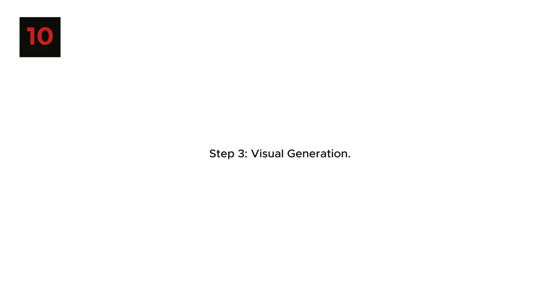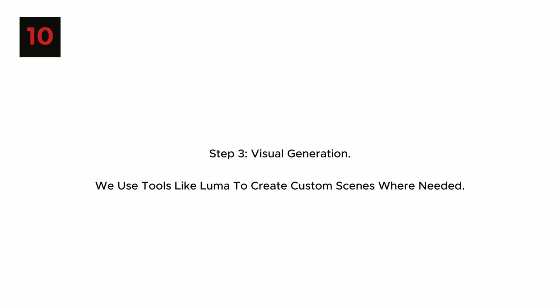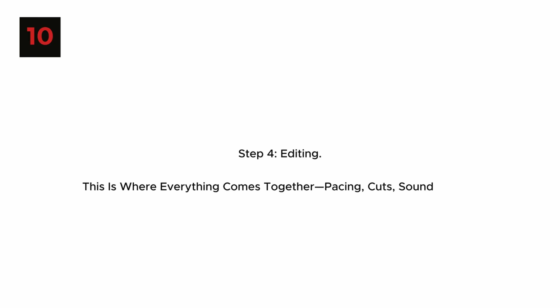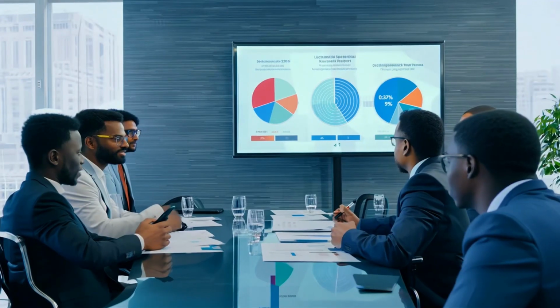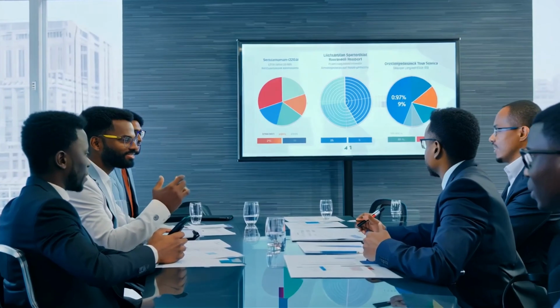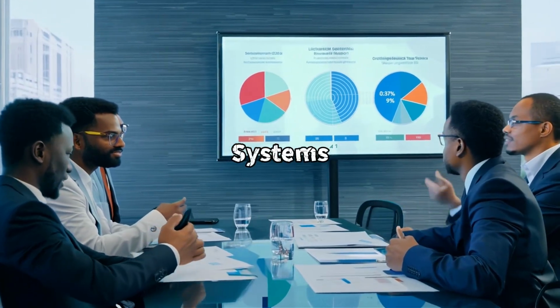Step 3, visual generation. We use tools like Luma to create custom scenes where needed. Step 4, editing. This is where everything comes together. Pacing, cuts, sound design. Step 5, delivery. Optimized for platform. YouTube, TikTok, Instagram. That's why businesses don't just rely on tools, they rely on systems.